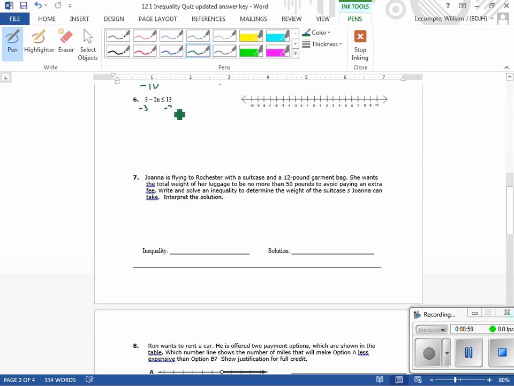So we end up with this going away and end up with a negative 2n is less than or equal to 10. And then we talked about this in class, about dividing by a negative. When I divide by a negative, it changes my inequality. So now I have n is greater than or equal to a negative 5. So when I go to plot this, I get a closed circle and a greater than or equal to.